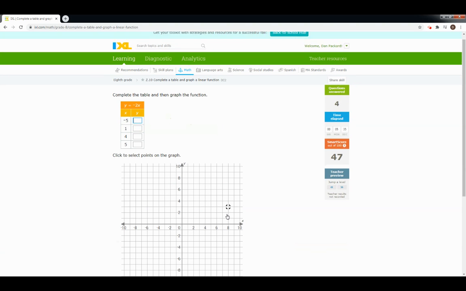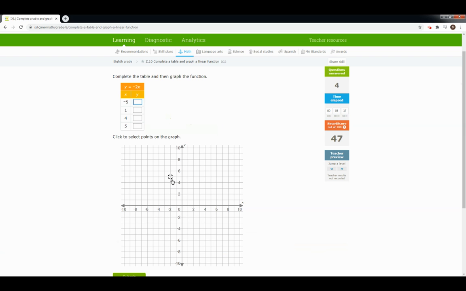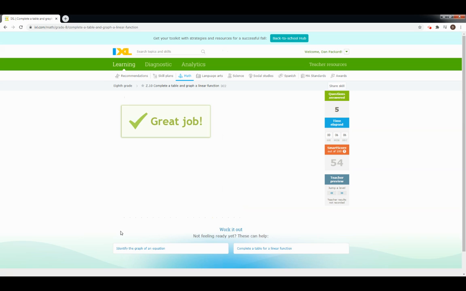All right. And now here, the only difference is that it's a full grid. So here, plug in negative 5. Negative 5 times negative 2 is positive 10. 1 times negative 2 is negative 2. 4 times negative 2 is negative 8. 5 times negative 2 is negative 10. Okay, so you can plot negative 5 comma 10. You could plot 1, negative 2, and you just need the full grid. So they give it to you.